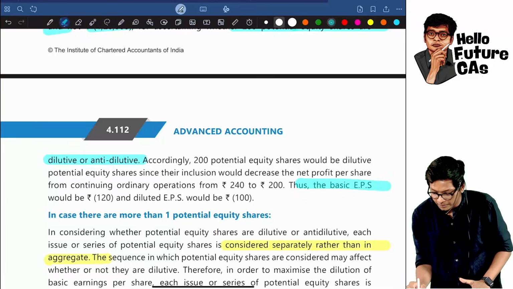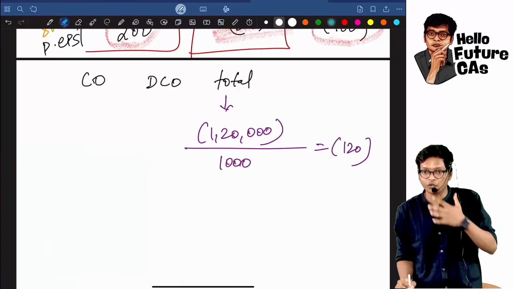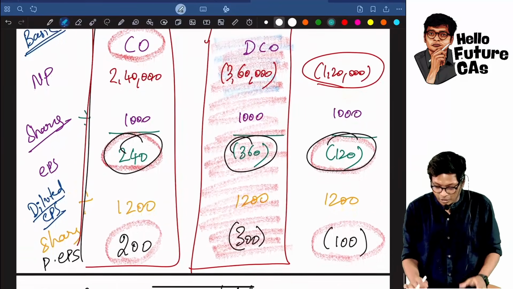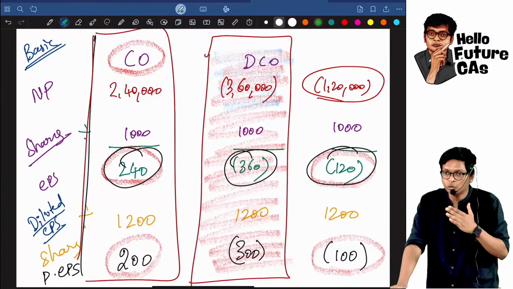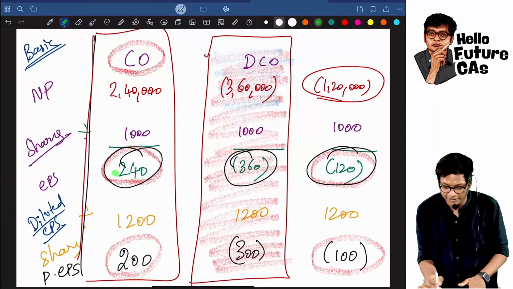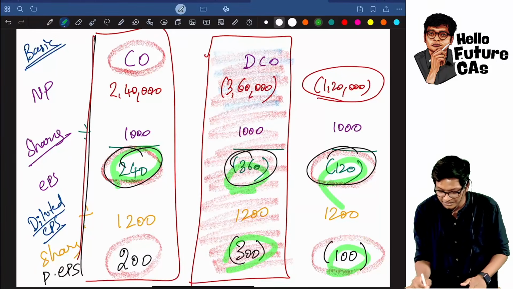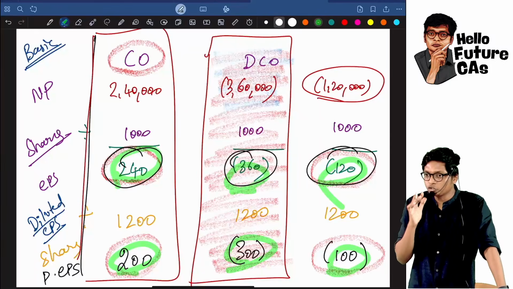Basic EPS, how much, guys? Negative 120. I'm making it easy for you. See, why I did all those three is because mostly in the exam, those who don't know the concept will do EPS for CO, EPS for DCO, EPS for total. That means you will disclose 6 EPS. The shareholder will see so many things. I need to show what is relevant.